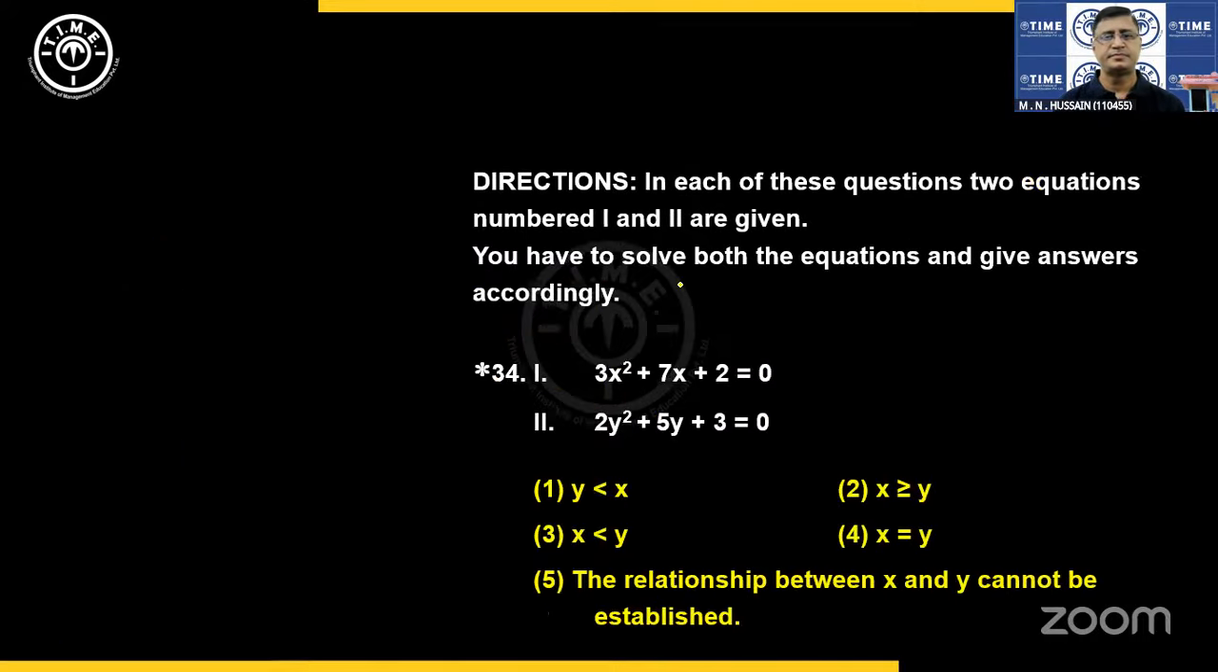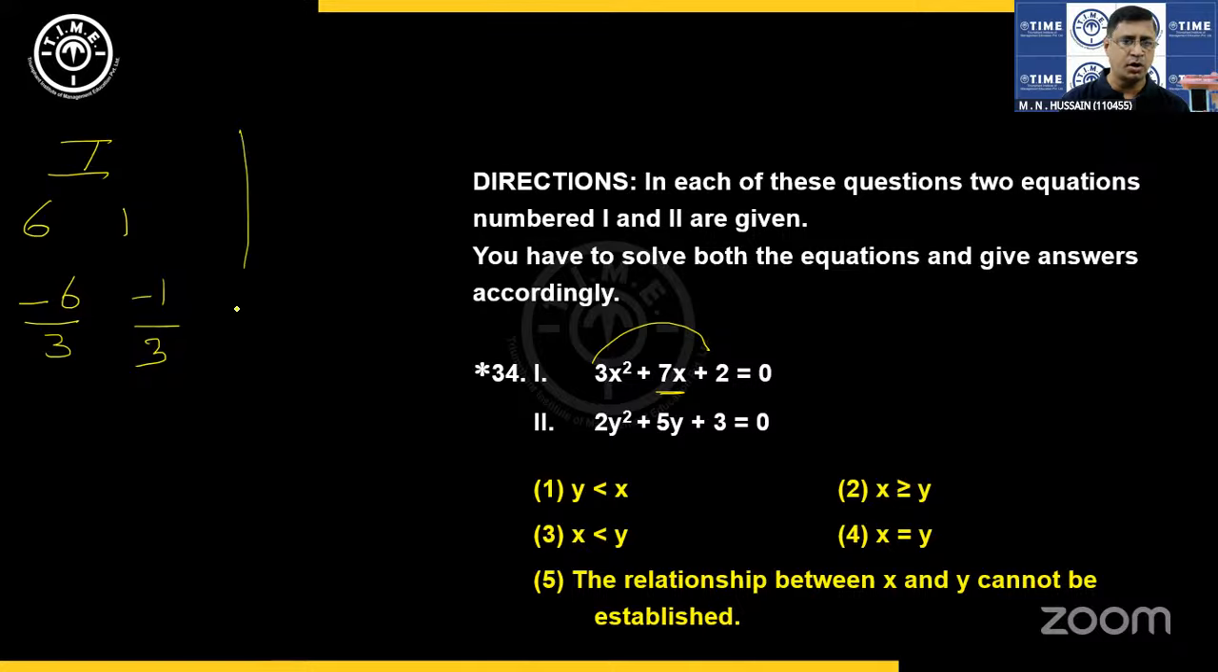Next. 3x square plus 7x plus 2 is equal to 0. 3 into 2, that is 6. Middle number is 7. So what are the factors here? 6 into 1 is 6, and 6 plus 1 is 7. So the factors are 6 and 1. What about the roots? The roots are minus 6 and minus 1 by 3. Take the same number with opposite sign, and divide with the coefficient of x square.